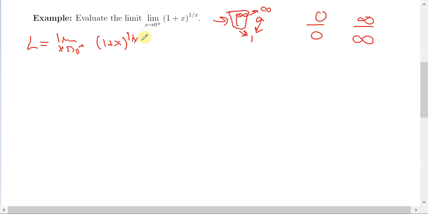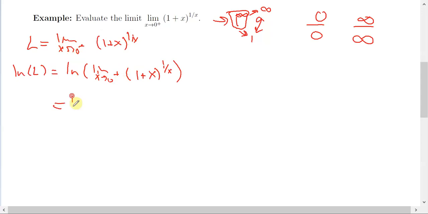And then my issue is I've got this thing up in the exponent. Well, anytime you want to manipulate something out of the exponent, you use logarithms. So I'm going to take the natural log of both sides. And this is what I get when I do that. So I would like to take this 1 over x out of the exponent, but this natural log is outside the limit. The limit's inside of there. But natural log is a continuous function, so that limit can be brought out.